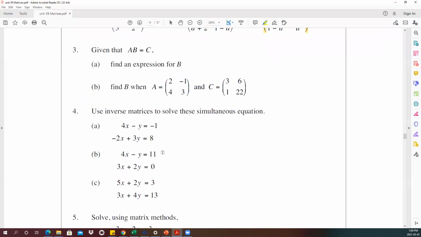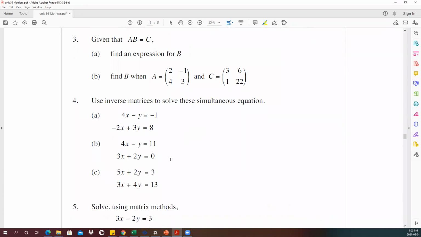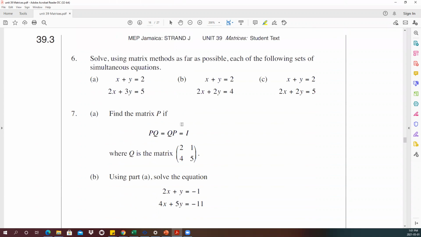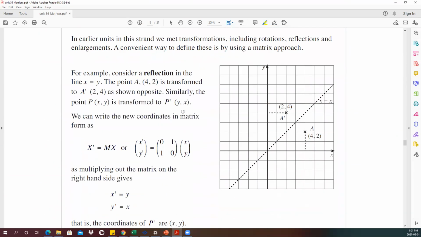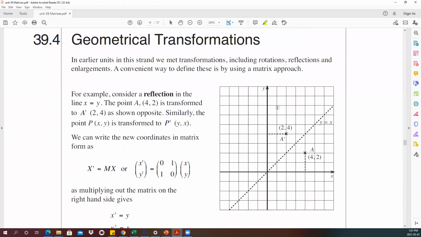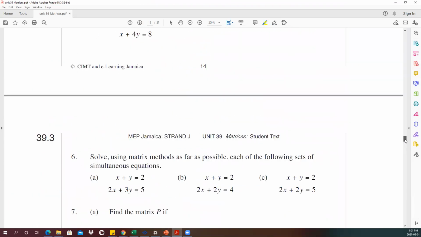So I'll put this in a group. You guys attempt these on your own. I will talk about it next class. But the good thing is that I think we have done the bulk of matrices. This now is just some transformations, right? But we've done the bulk. So it's just practice questions now.